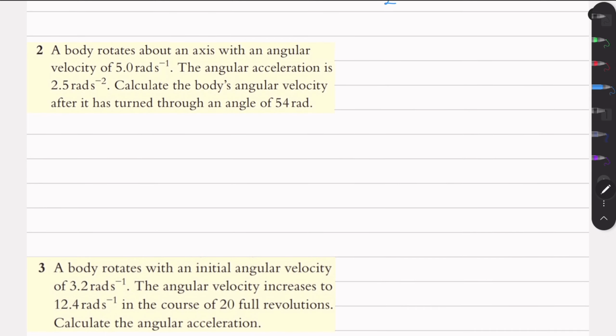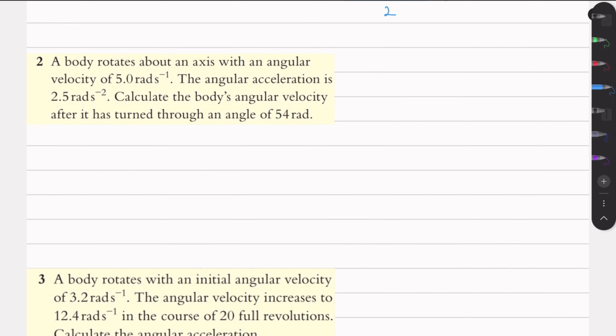Alright, and then in the next problem, we're given that a body is rotating about an axis with an angular velocity of 5 radians per second. So again, we have, let's say, a disk rotating at an angular speed of 5 radians per second. And we're told it also has an angular acceleration of 2.5 radians per second squared. We need to calculate the angular velocity after it has turned through 54 radians.